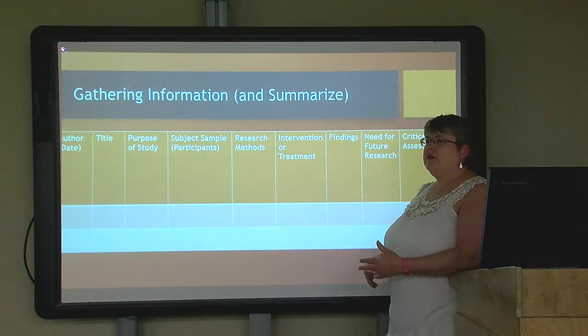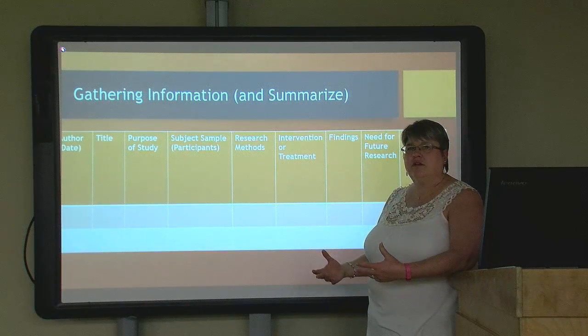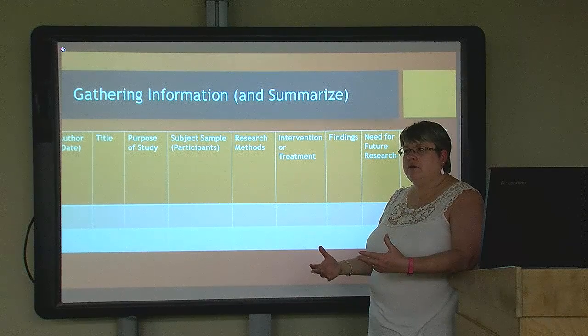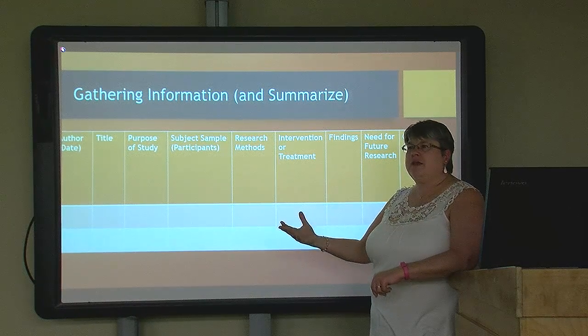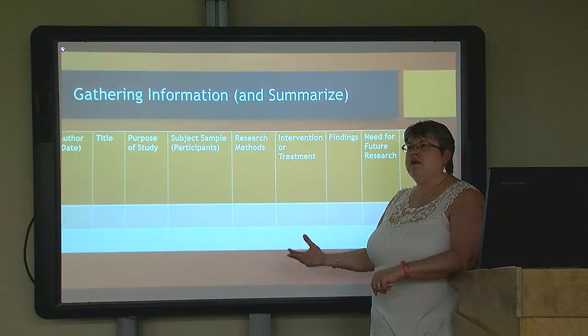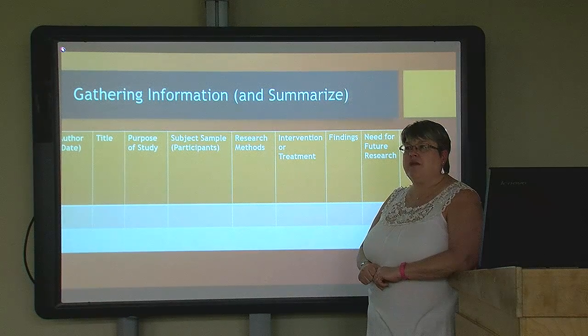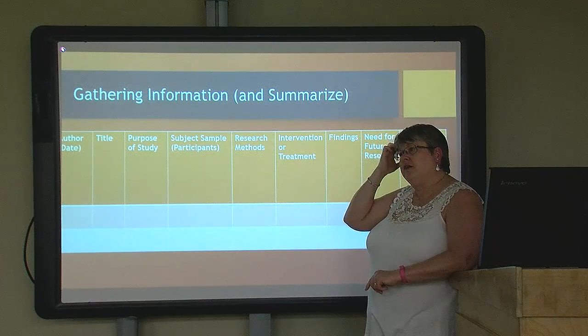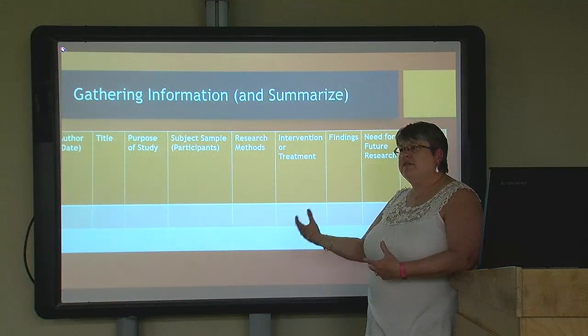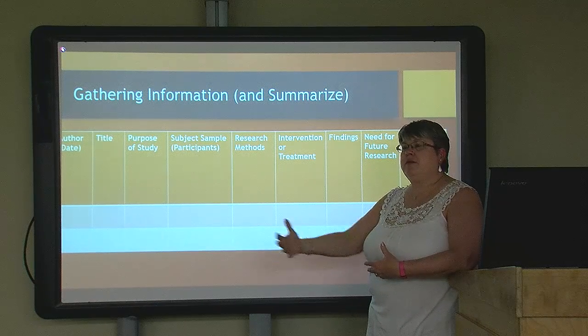A lot of times at the end of an article, they'll talk about what are their limitations, what could have been done better. And they'll also talk about, we think that more research could be done in this area. So if you're looking for ideas sometimes for research studies, that's a good place to look, is at the end of the articles on a topic that you like, because they'll say, more research needs to be done in this area.